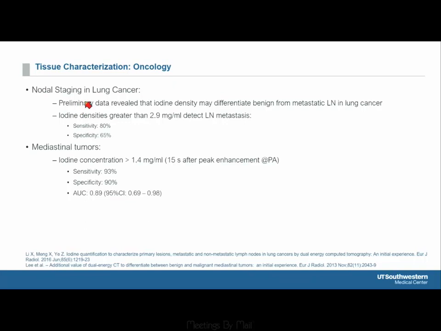So one of the studies that was done in this assessment of nodal metastasis revealed that iodine densities measured at the lymph node greater than 2.9 had a sensitivity of 80% and specificity of 65% to detect nodal metastasis, which is probably higher. This did not compare directly with size, but we know that size criteria will have a sensitivity of about 60% for detecting nodal metastasis. There are other papers also looking at mediastinal tumors, and iodine concentrations greater than 1.4 milligrams per ml are also predictive of other mediastinal malignancies.